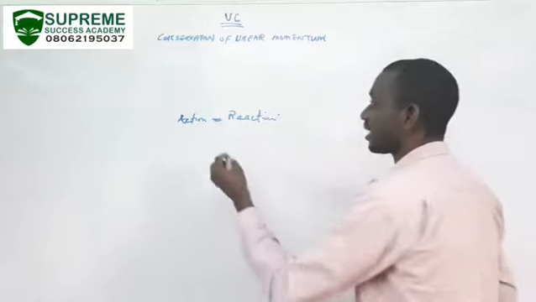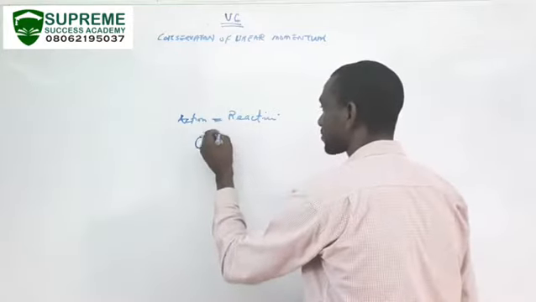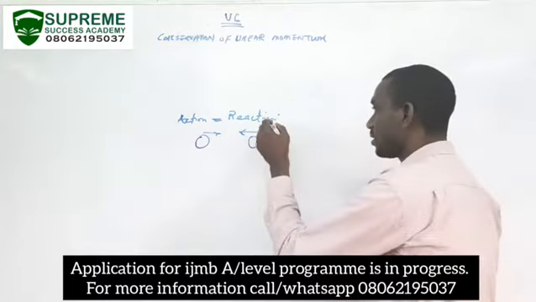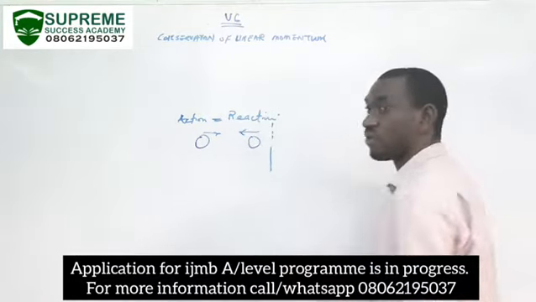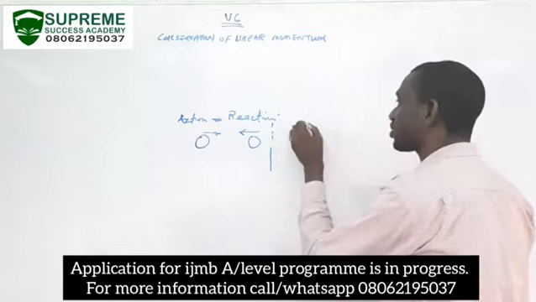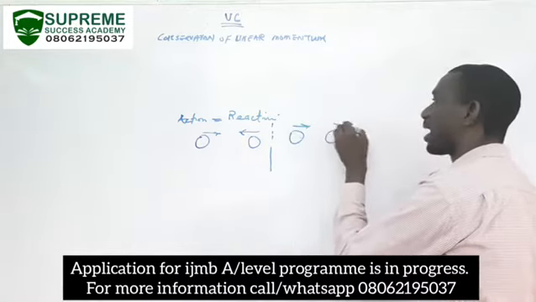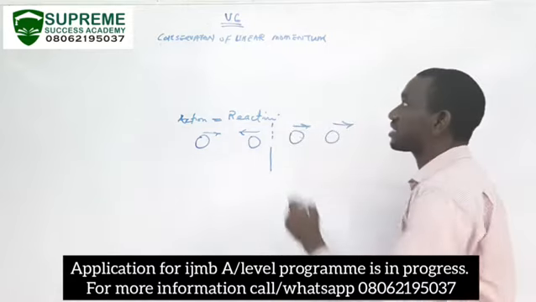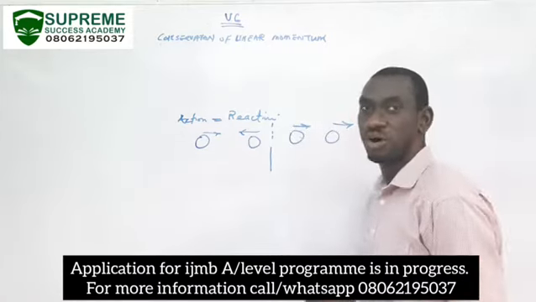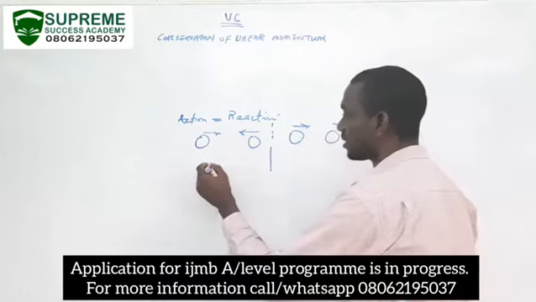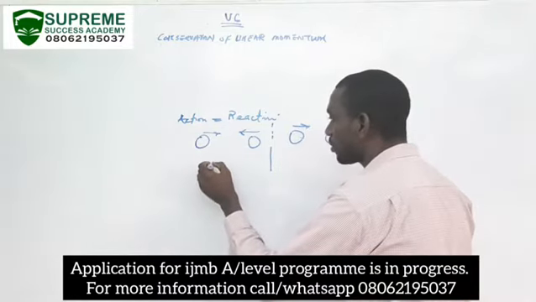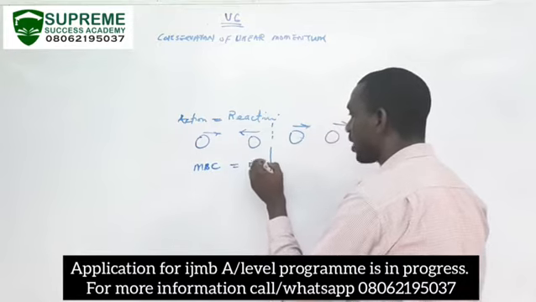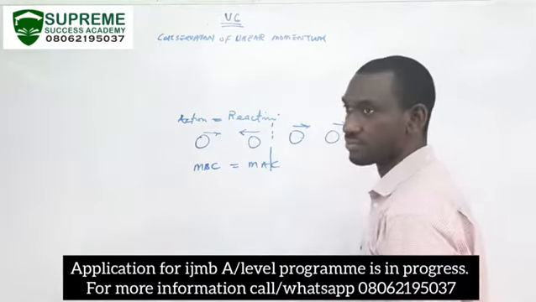Let's take, for instance, we have an object. It collides with another object. Then this is what is happening before collision. And after collision, maybe the two of them are now moving in the same direction. What we are trying to say under this principle of conservation of linear momentum is that momentum before collision is equal to momentum after collision.